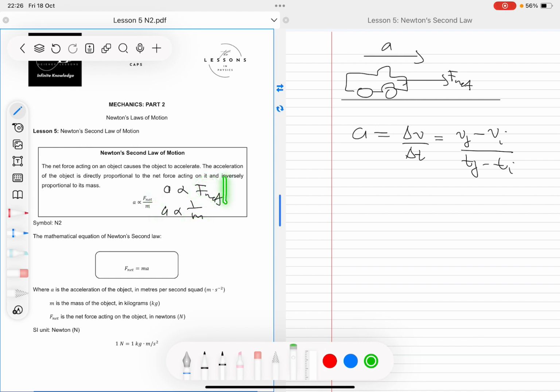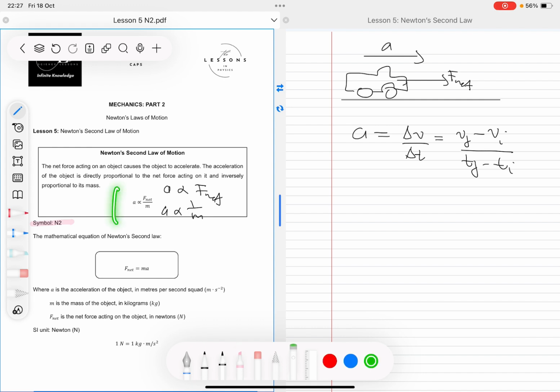This can be achieved by increasing the net force when we're dealing with a big object, because when we increase the net force, the acceleration will also increase. And vice versa, it is also possible to move a small object at a low acceleration by applying a small net force. Remember, the net force is directly proportional to the acceleration. The symbol for the net force is F net.